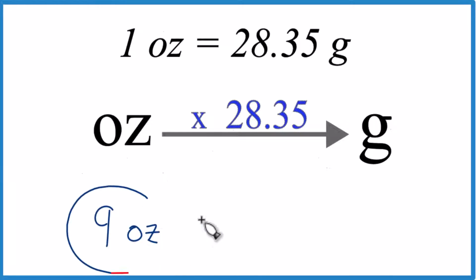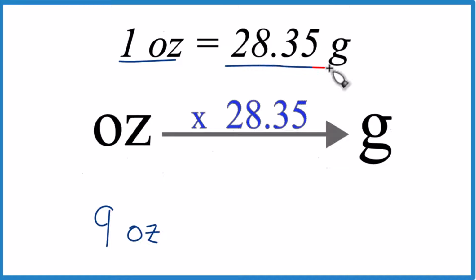Let's convert 9 ounces to grams. So here's how you do it. 1 ounce is equal to 28.35 grams. That's a conversion factor, and you need to know that in order to convert from ounces to grams.